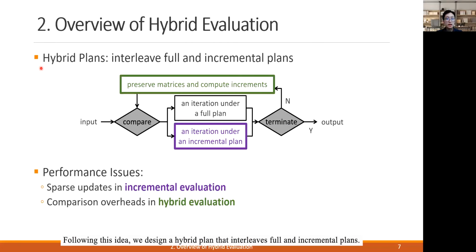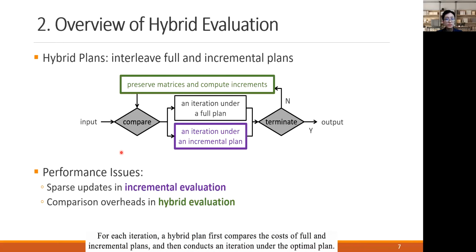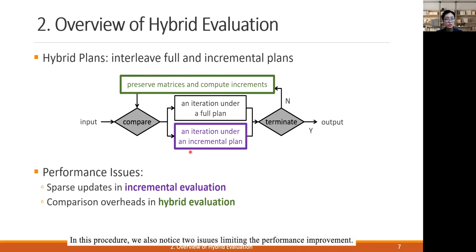Following this idea, we design hybrid plan, which interleaves full and incremental plans. This figure depicts its execution procedure. For each iteration, a hybrid plan first compares the cost of full and incremental plans, and then conducts an iteration under the optimal plan. In this procedure, we also notice two issues limiting the performance improvement. First, for incremental evaluation, the sparse updates hinder the effect of optimizing network communications. And second, for hybrid evaluation, the comparisons incur extra overheads that offset the performance improvement. So next, I will discuss these two issues and explain our corresponding optimizations respectively.